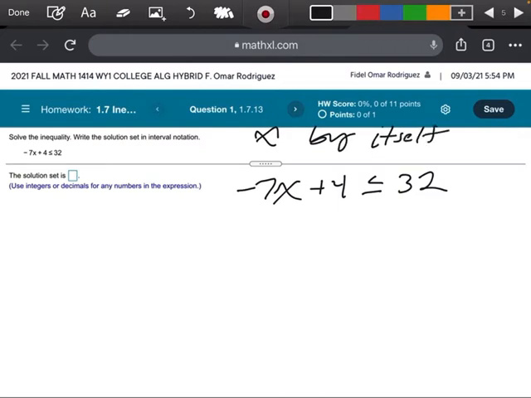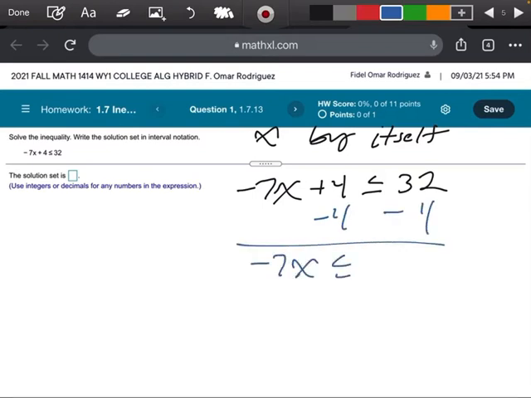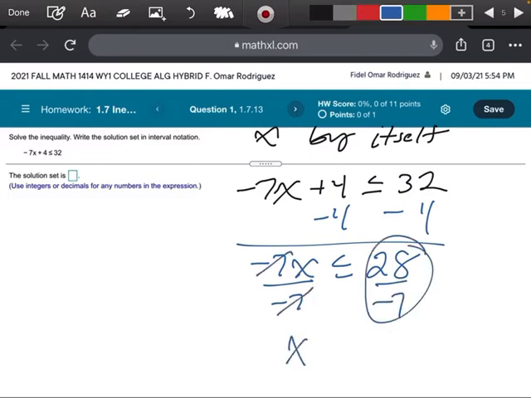Okay? So first step is I'm going to go ahead and subtract 4 on both sides. So this leaves me with a negative 7x is less than or equal to 32 minus 4 is 28. Then we're going to divide both sides by negative 7. And this is x, and 28 divided by negative 7 is a negative 4.